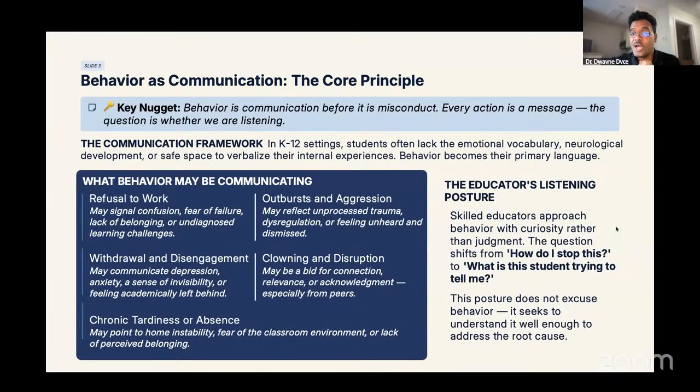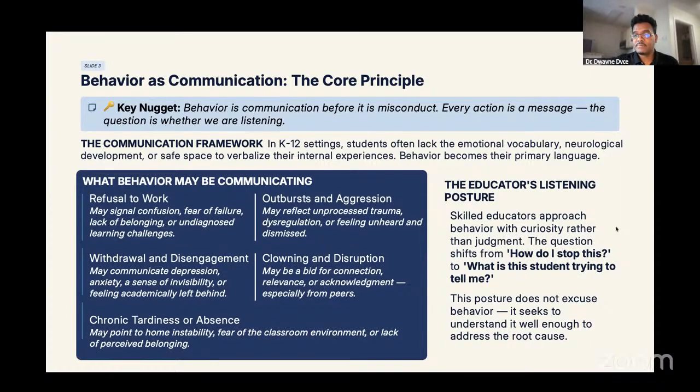The other one is outburst or aggression. It may be that they reflect unprocessed trauma. It might be trauma, dysregulation, or feeling unheard and dismissed. They might feel like they're being dismissed. And so the outbursts and the anger and the aggression come out.